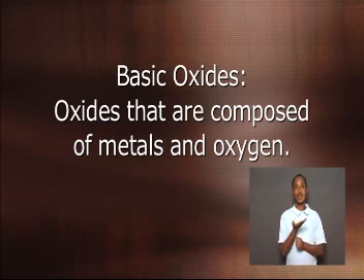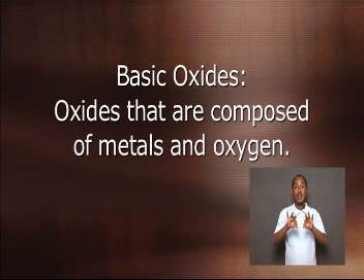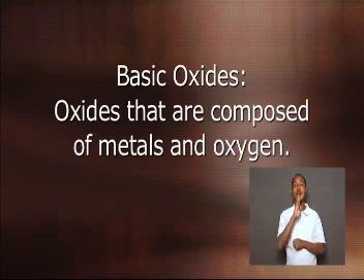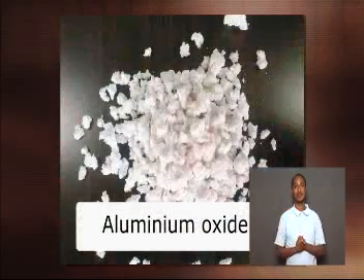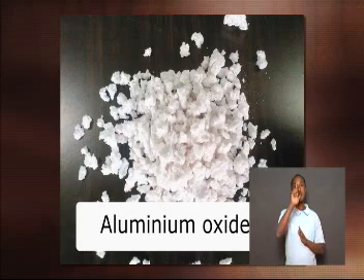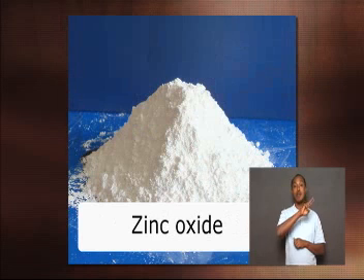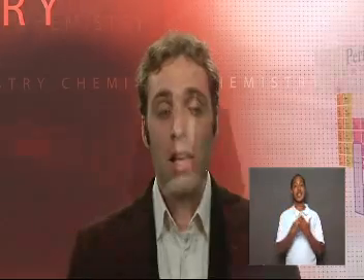However, it is important to note that not all metal oxides are basic oxides. For example, aluminium oxide and zinc oxide are both metal oxides, but neither one is a basic oxide. In fact, they are both amphoteric oxides, which we will discuss later in this lesson.